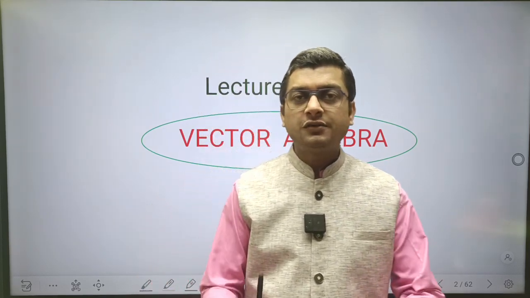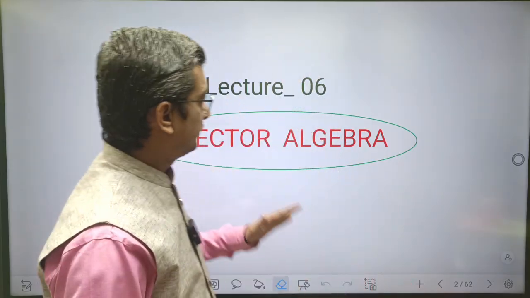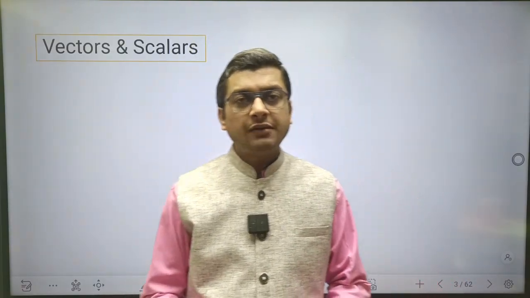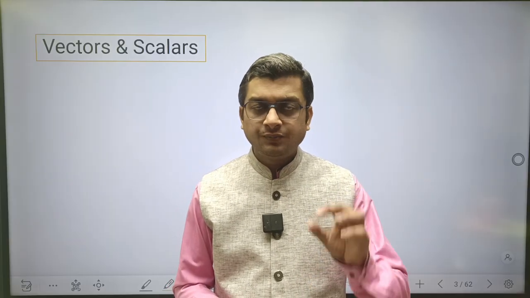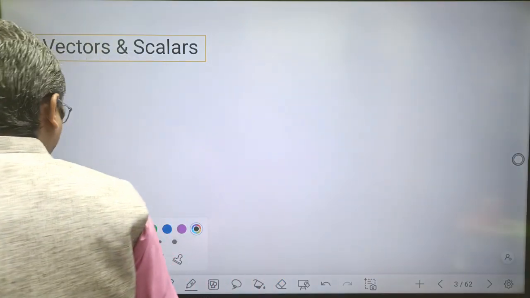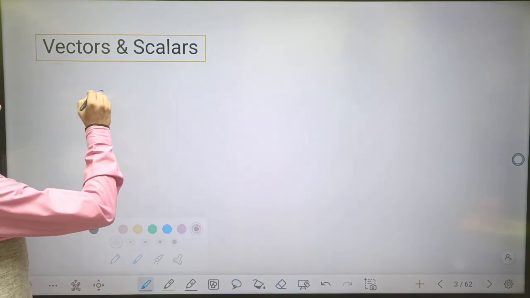Dear students, in the earlier 5 lectures, we have completed the basic maths portion. In this lecture, that is lecture 6, we are going to deal with vector algebra. As you all know, in 11th, 12th high school physics, we have to deal with two kinds of quantities. The first one is scalar and the second is vector. One by one, let us have a look at the features of scalar quantities and vector quantities.